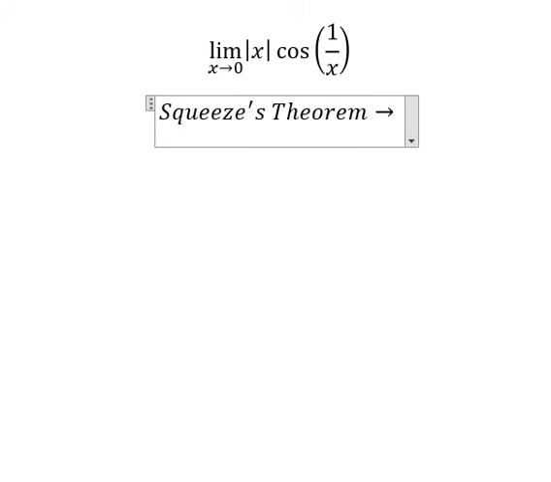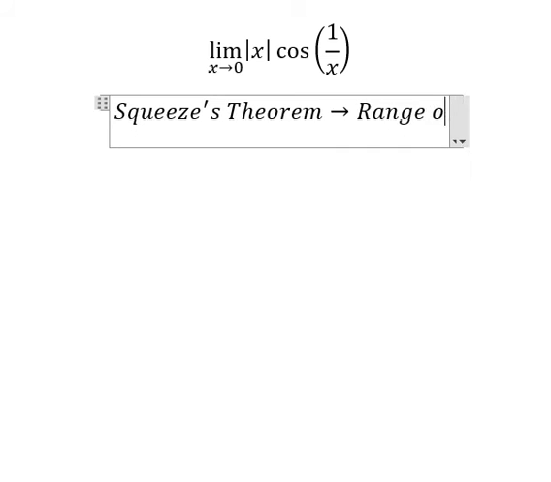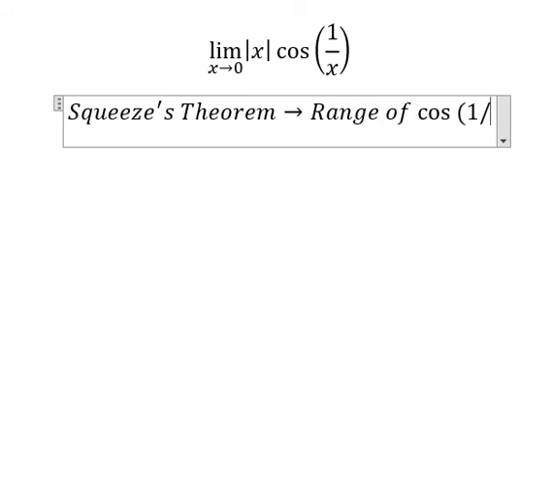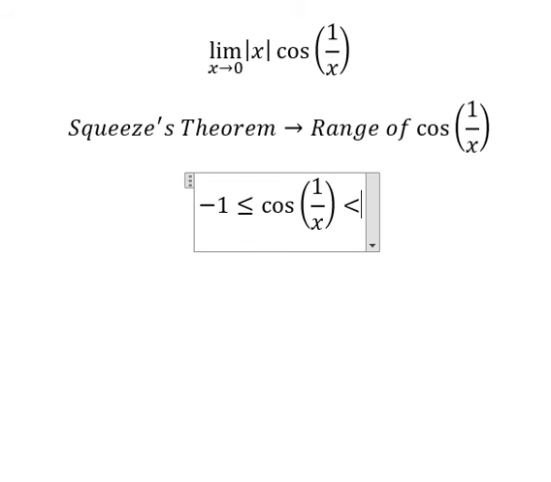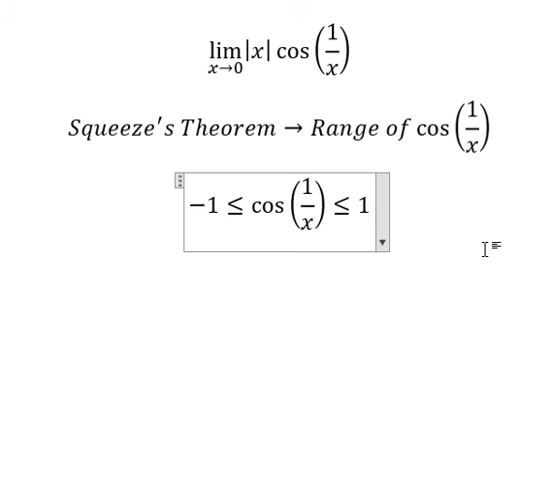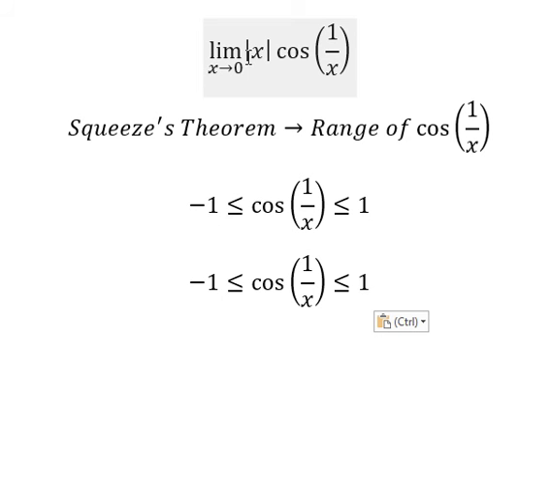That means we need to find the range of cosine of 1 over x. The range of this one should be from negative 1 to positive 1. Next, we multiply both sides by the absolute value of x.